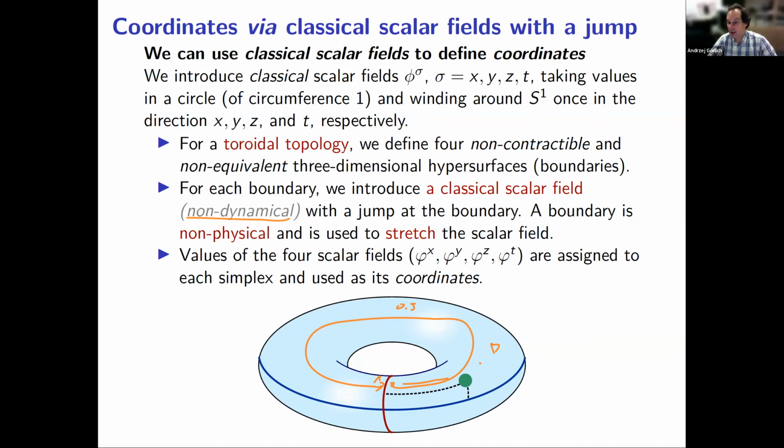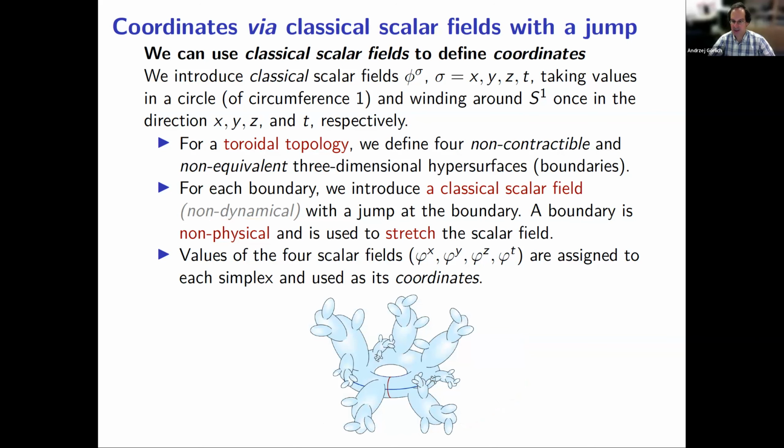Of course, our triangulations are nothing like the smooth torus. They're much more fractal, but the topology is what's important, and you can also define those boundaries and corresponding scalar fields. Just remember that the scalar fields are classical. You first are given a triangulation, and then you find a classical scalar field on this triangulation.